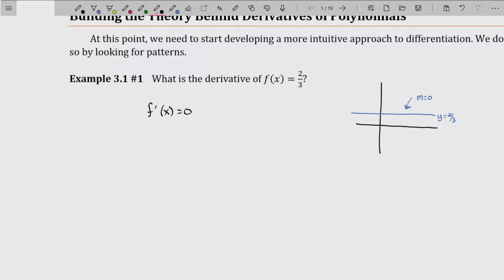Now, that's not a proof, but that is a reality. And we're actually going to prove it on the next screen, so we might as well reserve the proof until then. But it is very true. The derivative of that function is 0. So let's go ahead and see why.